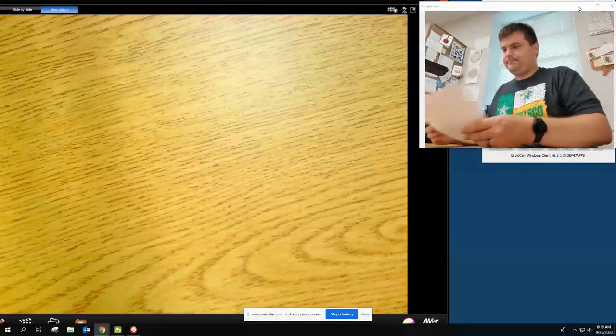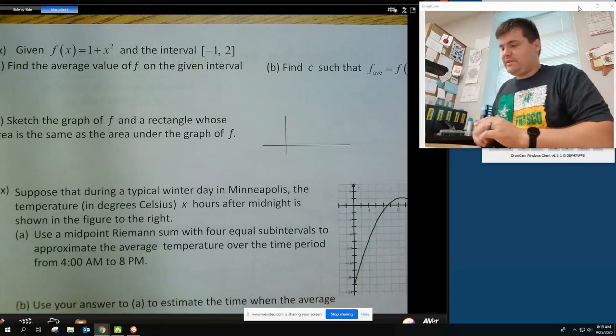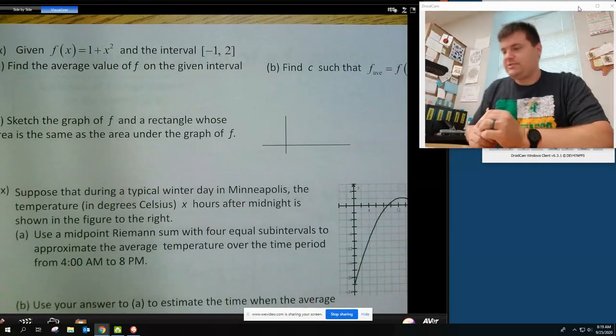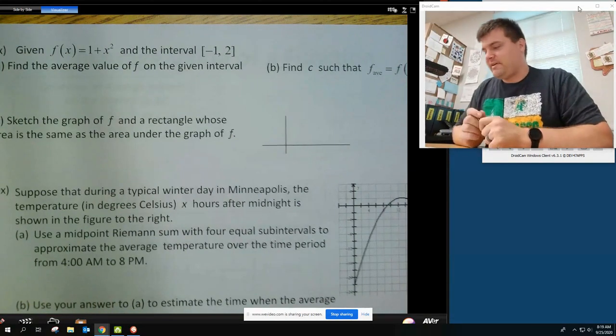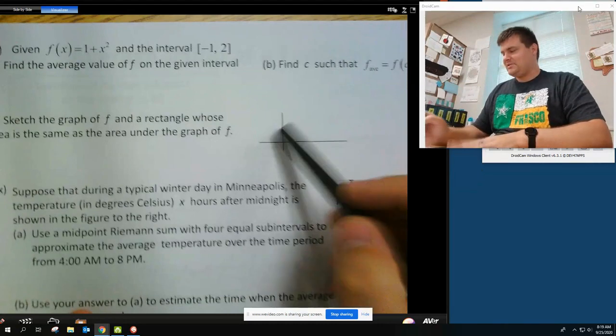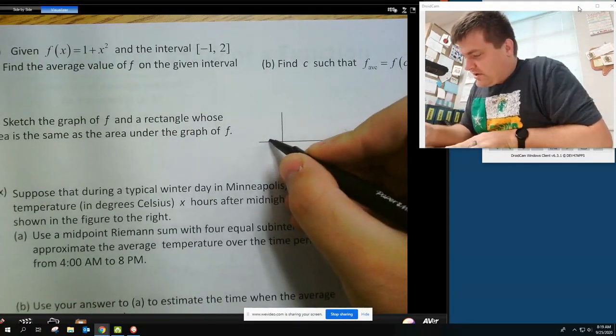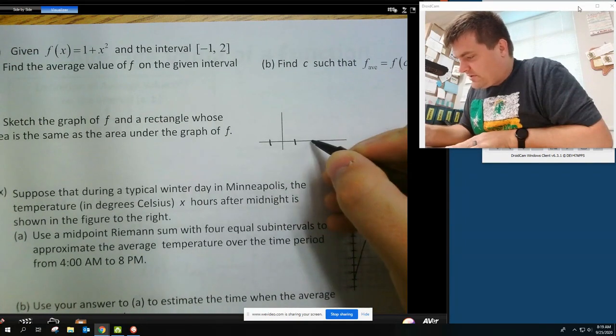First example, we're given a function 1 plus x squared on the interval from -1 to 2. We're going to find the average value of f on the given interval. Before I do that, I'm actually going to start part C here, because I want to sketch this real quick so we can see what this looks like.